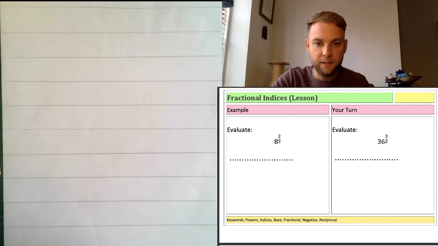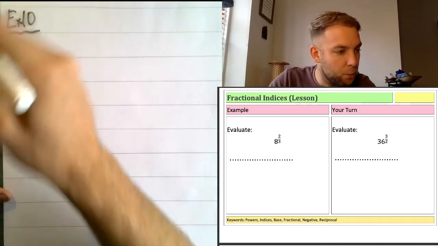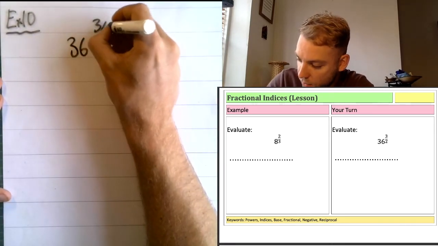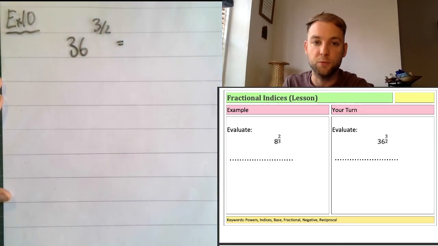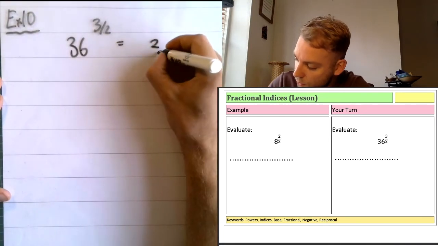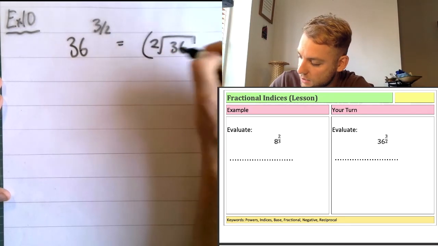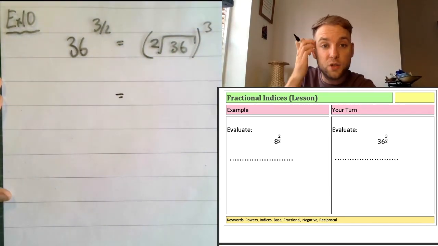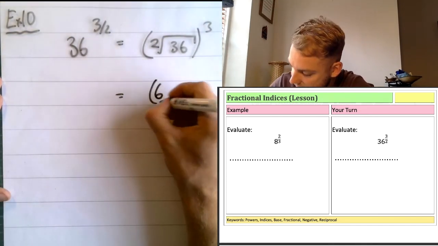So example 10. Hopefully you might be feeling more confident now. So 36 to the power of 3 over 2. The first thing you need to do is the bottom is the root, the top is the power. So it's the square root of 36, all to the power of 3. Now look down your list. What is the square root of 36? Square root of 36 is 6.